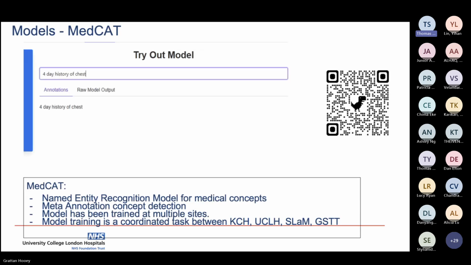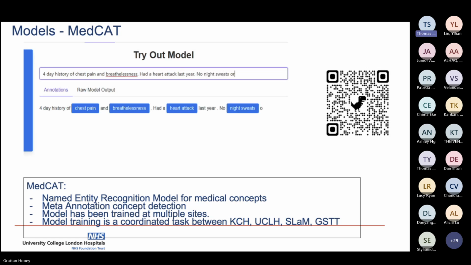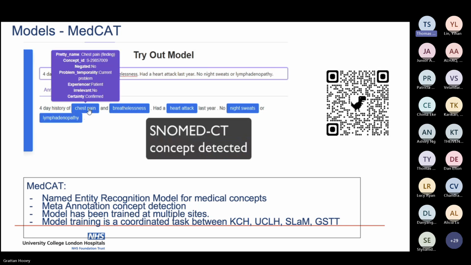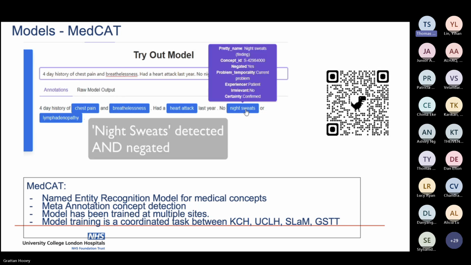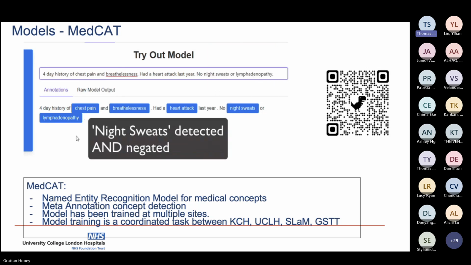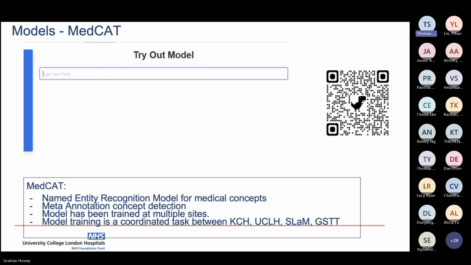So this is a view of one of the popular models called MedCat. What MedCat can do is, if you give it a piece of clinical text, it will pull out SNOMED concepts or ICD-10 concepts whilst you're typing it. It also gives you some metadata as well, so it will know if a concept has been negated, if it's related to the patient or a family member, and other such meta items.